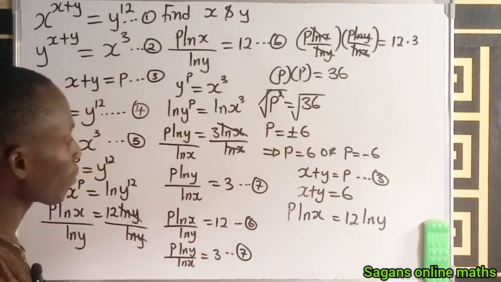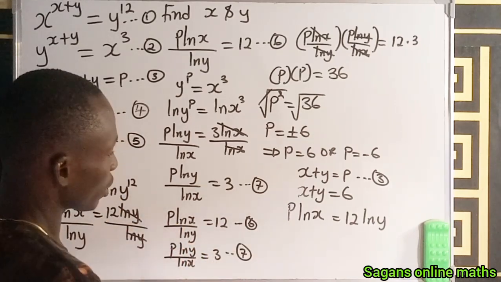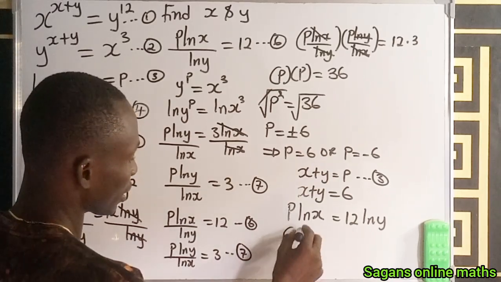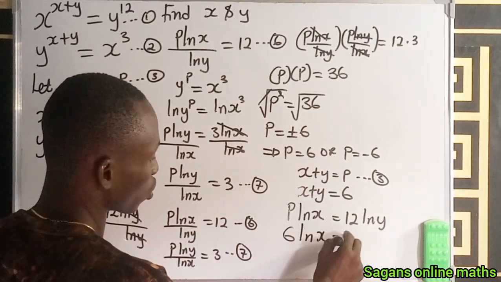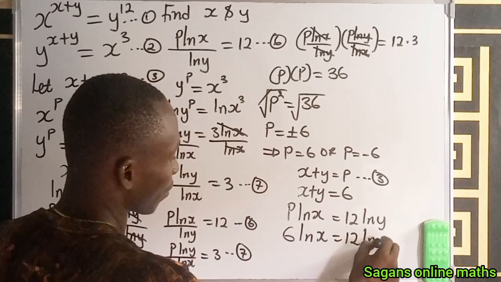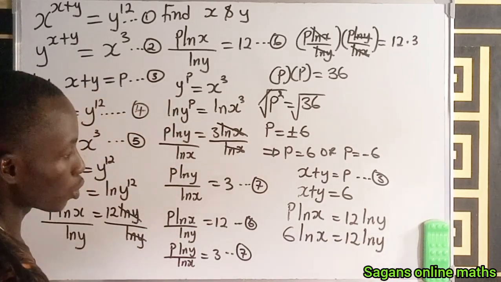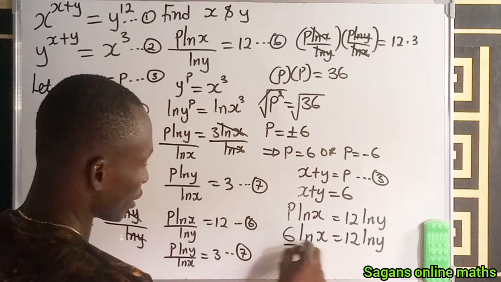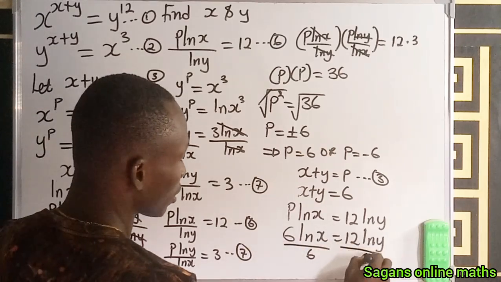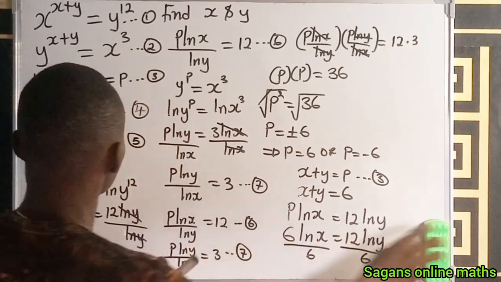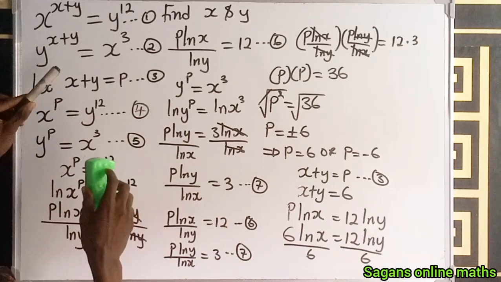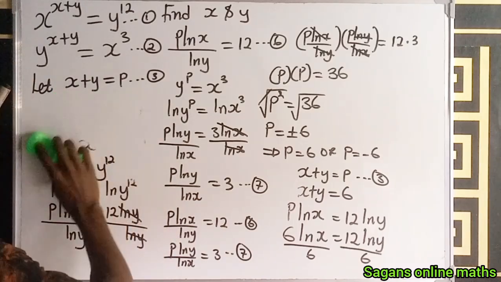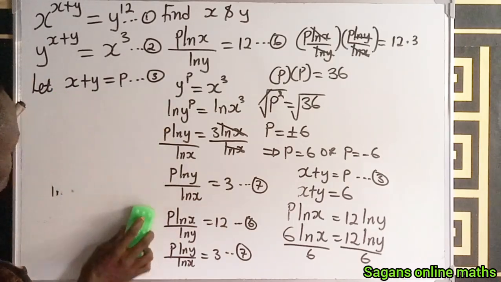Now from here, we know that our P is 6. Are you seeing P here? Put your 6 here. So this is 6 log x equals 12 log y. Now, what are we going to do? We are going to divide both sides by 6. So divide here by 6 and divide here by 6. Let me remove this from here quickly so I know what you are doing.